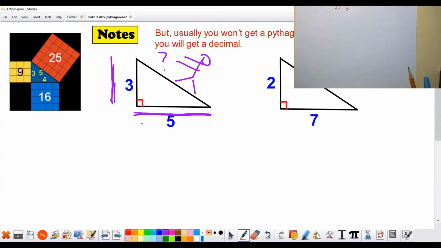Get your answer. Pause the video. Okay, I'm going to do it. Let's see, 2 squared plus 7 squared. Now I know the answer's got to be more than 7.